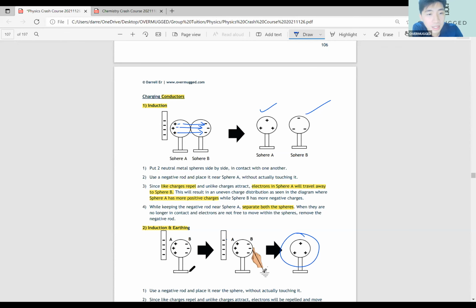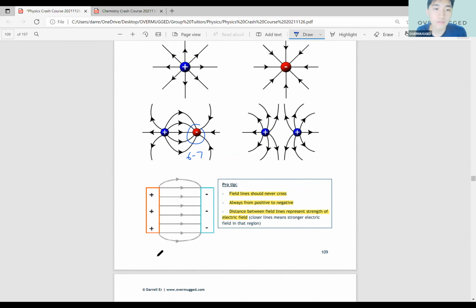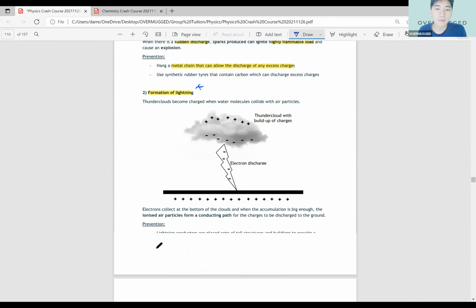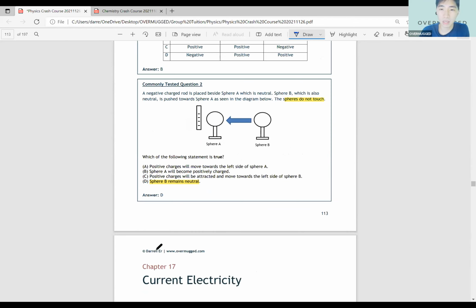Okay, for commonly tested question 2, why is sphere 2 still neutral? Why is there no transfer of negative charge? It's because of the keyword. When we move sphere B nearer to sphere A, there will be an induced charge, but the charges do not transfer because the spheres didn't actually physically touch. They need to be in contact for the charges to move around. So if the spheres do not touch, sphere B would remain neutral.